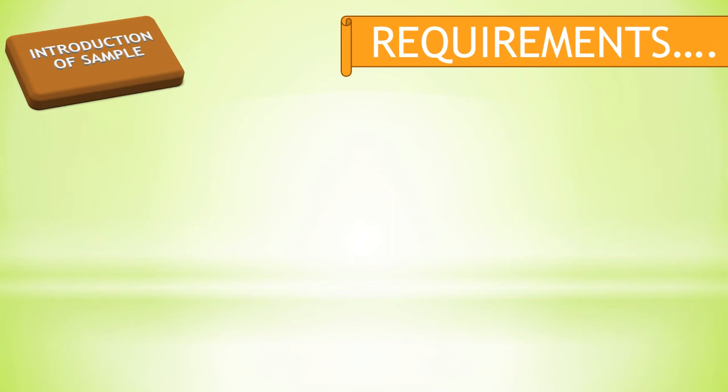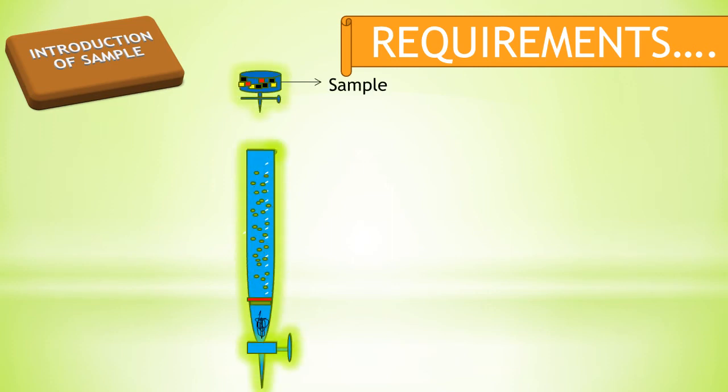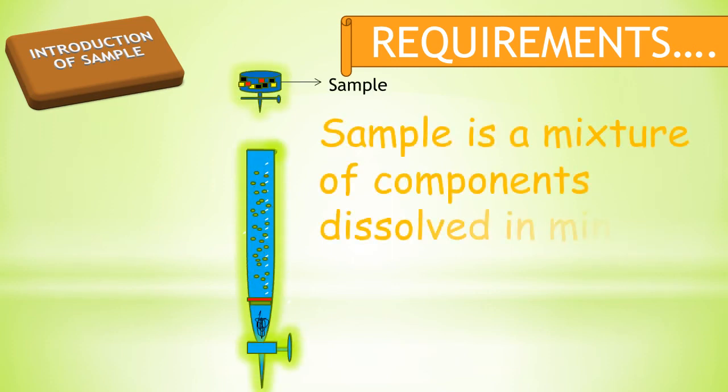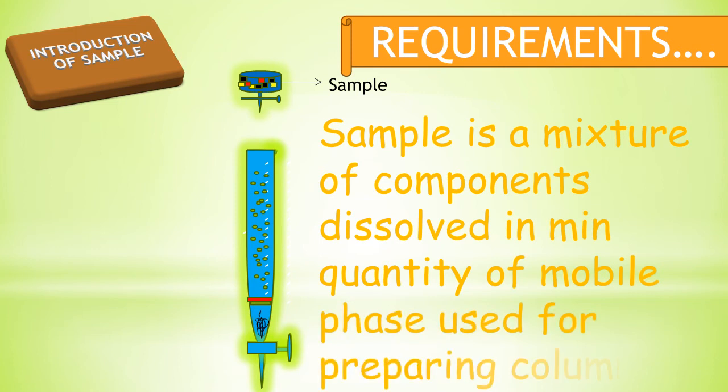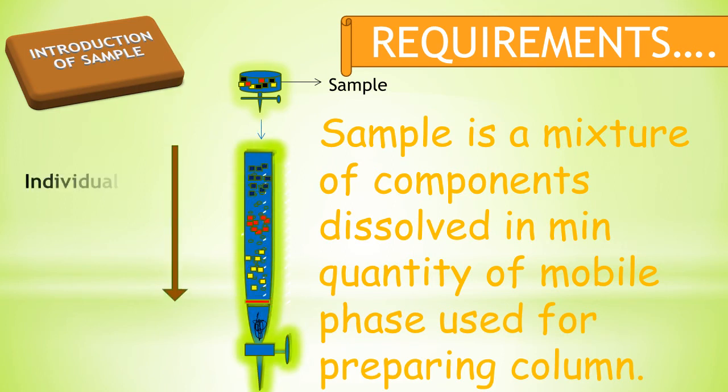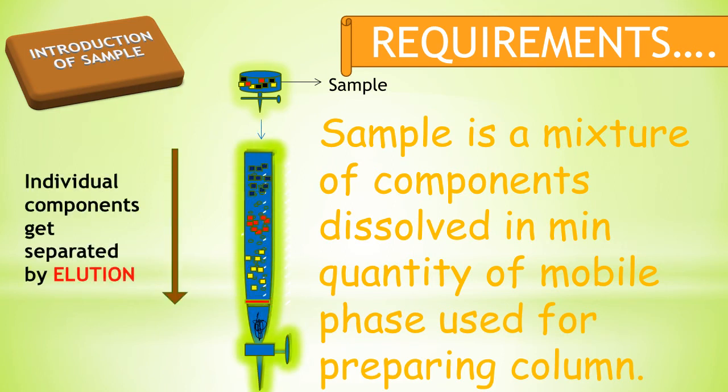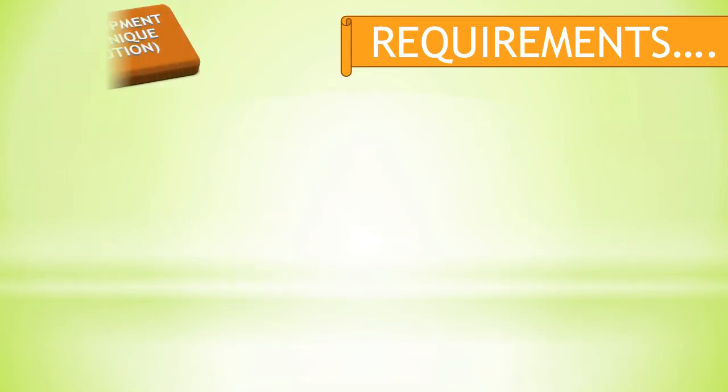Introduction of sample. The sample is introduced once the column is ready. The sample is a mixture of components dissolved in a minimum quantity of the mobile phase used for preparing the column. So we are introducing the sample. We can see that the individual components get separated by elution. What is elution? The development technique is called elution.